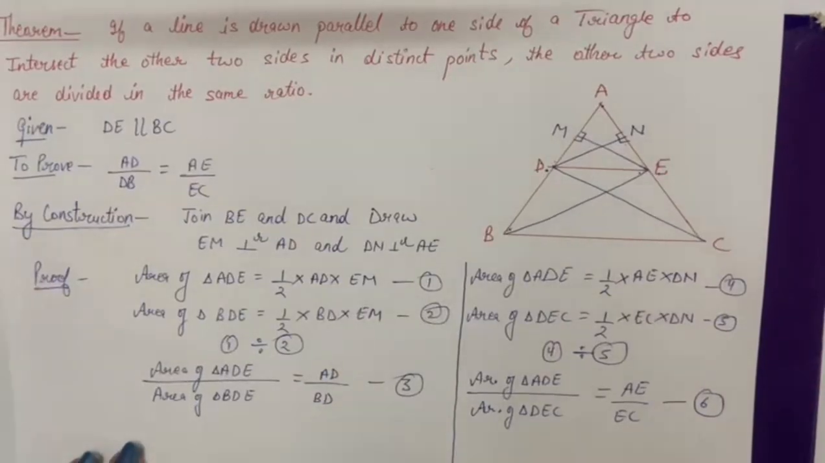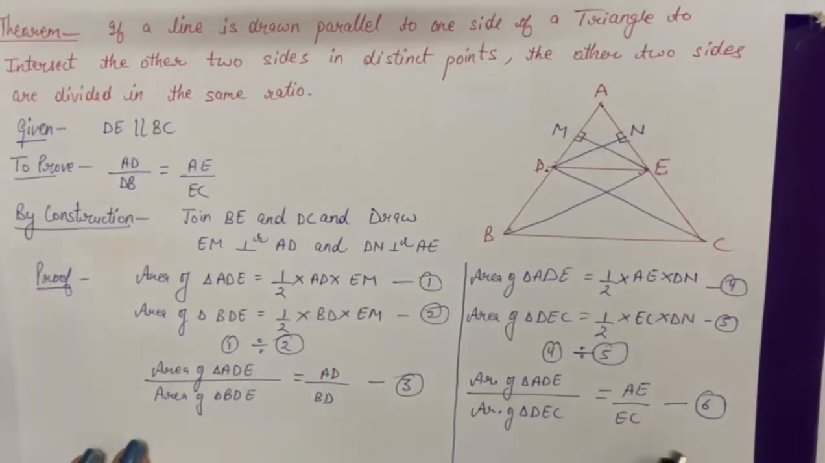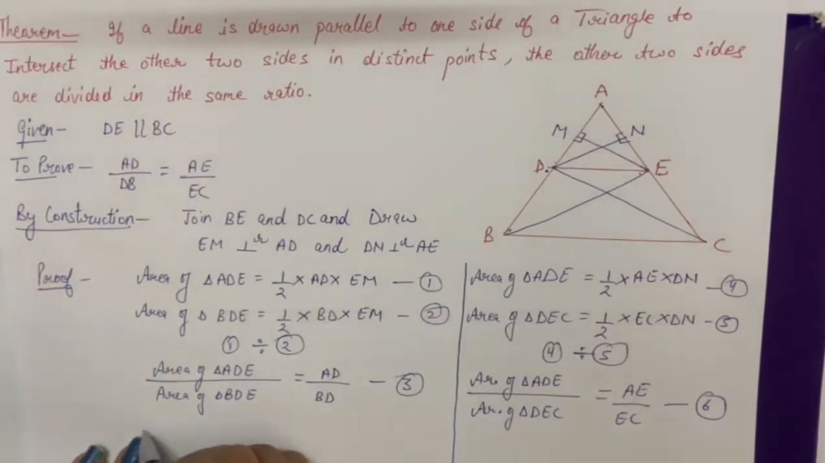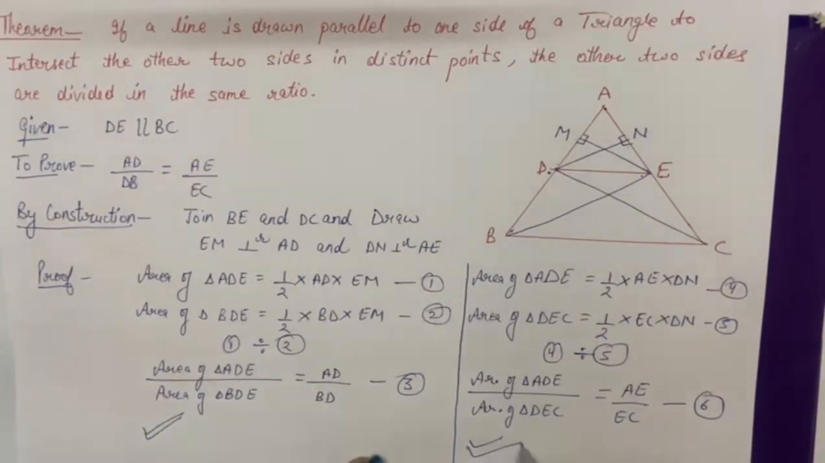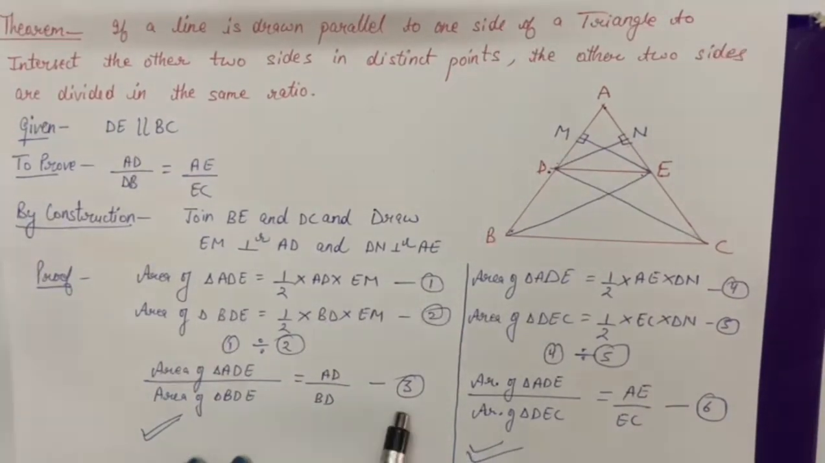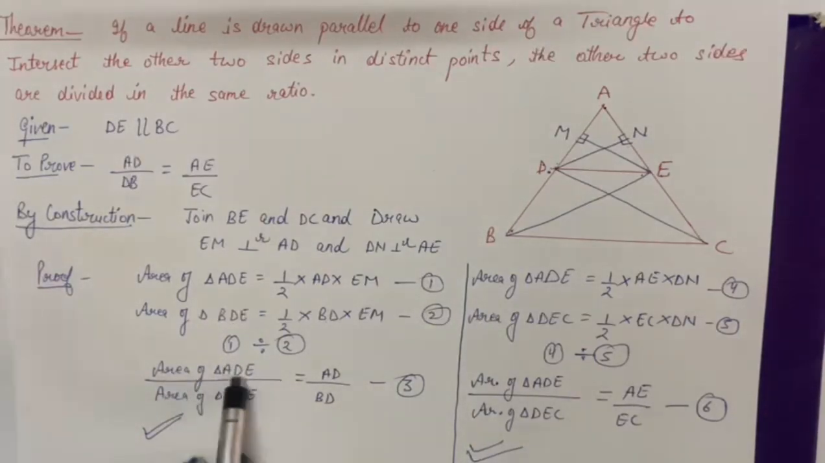Now see here students, now you got equation number 3 and equation number 6. So this is your final equation 3 and equation number 6. Now you need to compare only equation 3 and equation 6. So if you see this left hand side, okay, this is your LHS part and this is your RHS part, same here.